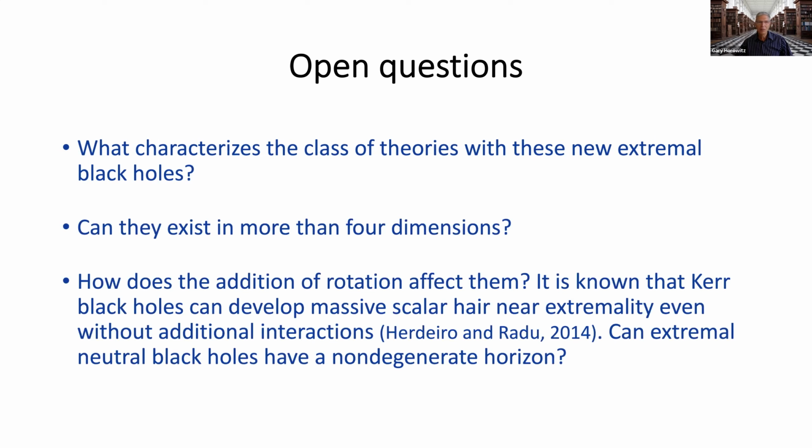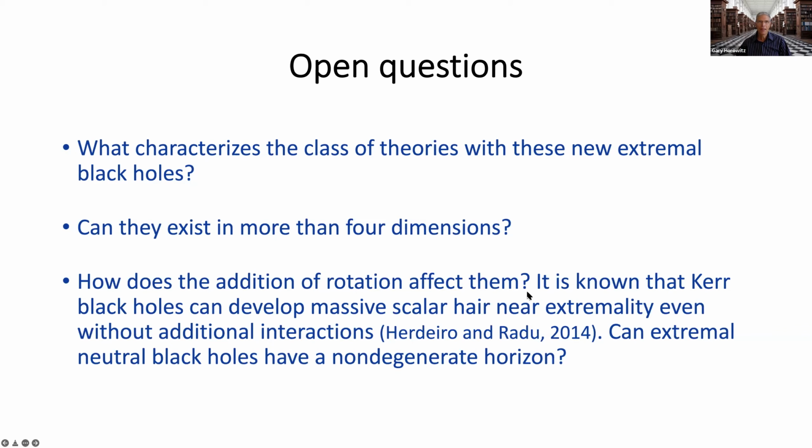It's known that Kerr black holes can develop massive scalar hair near extremality, even without adding any extra interactions. That was shown back in 2014. So you can ask, can just the Kerr couple to a massive scalar? If you look at the extremal limit of that black hole, might it have a non-zero surface gravity and a non-degenerate horizon? I don't think that's known yet.